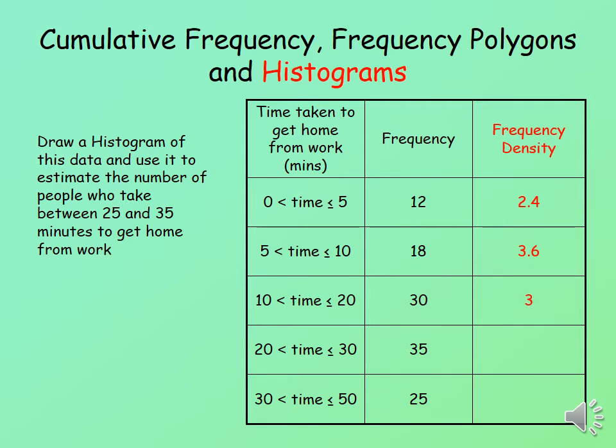Oh dear, 30 divided by 10 is 3. 35 divided by 10 is 3.5. And we had 30 to 50, that's 20. So that's 25 divided by 20 is 1.25. Okay, so we need to plot these densities.